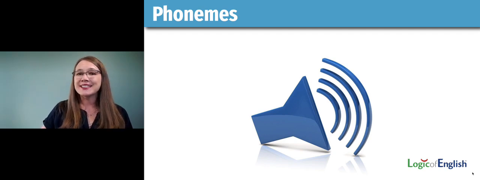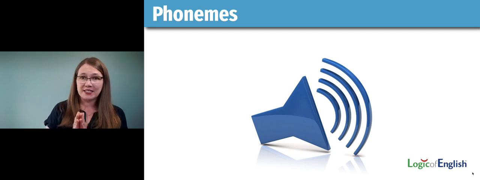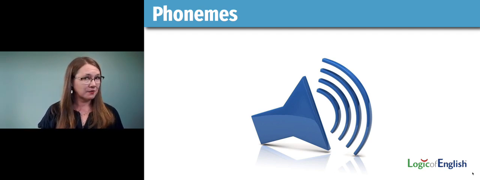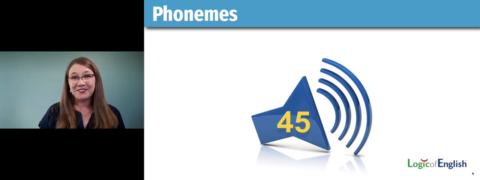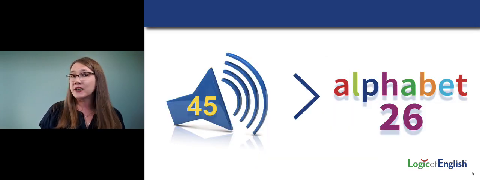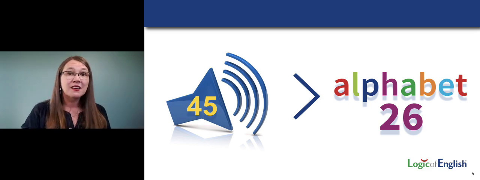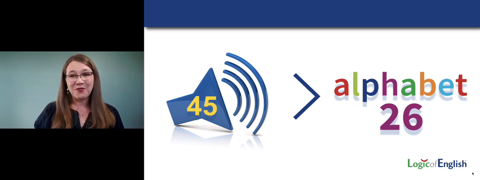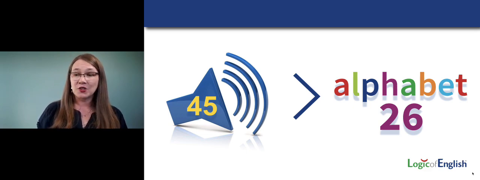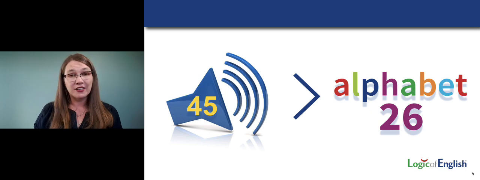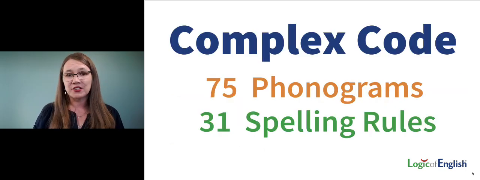So, how many sounds are there in English? A phoneme is a sound. How many sounds are in English? Did you know there are 45 sounds in English? That's a surprise to many teachers because there are only 26 letters in the alphabet. English has more sounds than letters. So English is not a language where you have a one-to-one correspondence between letters and sounds. There are some languages that are written in that way, but something more complex is going on with English when it's written, because there are more sounds than letters.